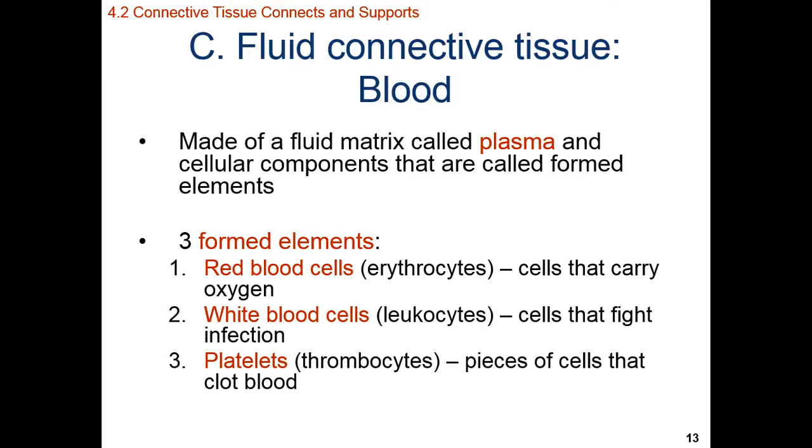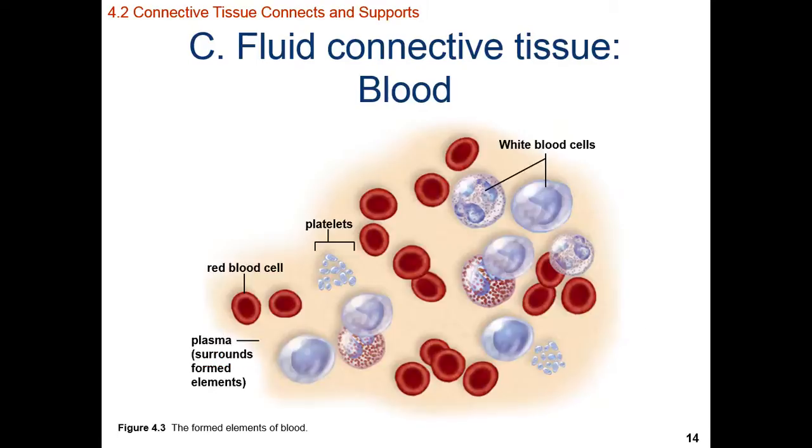Our red blood cells are used to transport oxygen throughout our body. White blood cells will fight infections in our body, and platelets are parts of cells that have broken off into our bloodstream and are used to clot blood. In this figure, we can see red blood cells, which are, as their name implies, red. Red blood cells are rather small and have a biconcave shape, so they look like little donuts, so to speak.